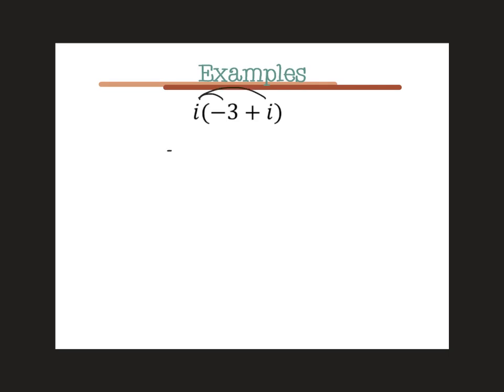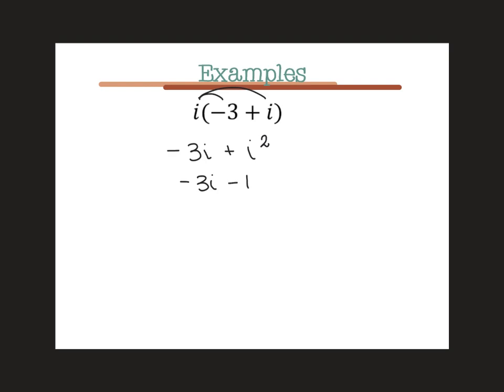-3 times i is -3i. i times i is i squared. Remember that i squared equals -1. So we can replace that with a -1.